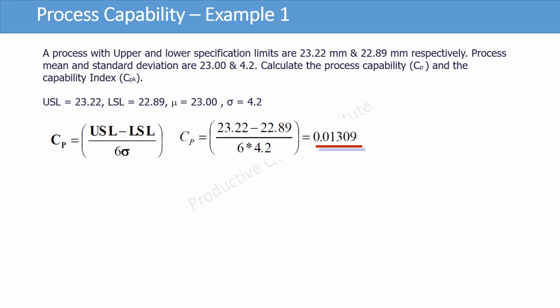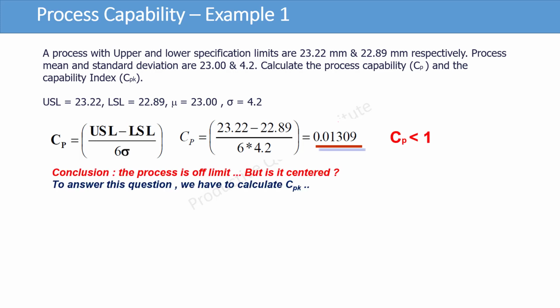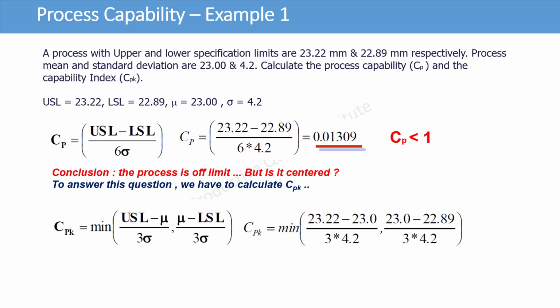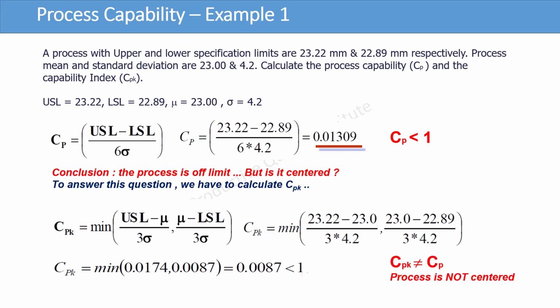By calculation, CP is equal to 0.013. Please note that CP is less than 1. Conclusion: the process is off limit, but is it centered? To answer this question, we have to calculate CPK. By calculation, we found that CPK is equal to 0.0087. CPK is not equal to CP, so the process is not centered.